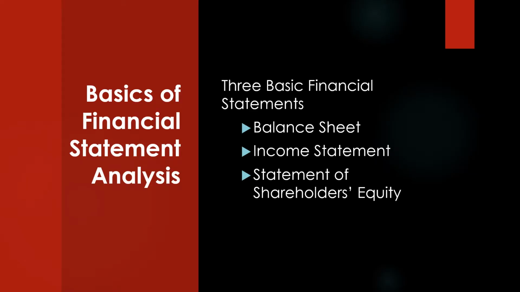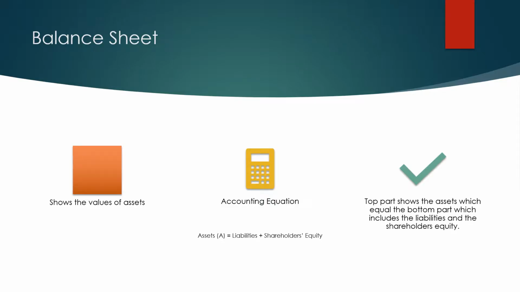First, we will start by going through the three basic financial statements: the balance sheet, the income statement, and the statement of shareholders' equity. The balance sheet shows the value of the assets at a point in time and how those assets were subsidized. The basic accounting equation is assets equal liabilities plus shareholders' equity. Using this equation as a basis, the top part of the balance sheet shows the assets, which equal the bottom part of the balance sheet, which includes the liabilities and the shareholders' equity.